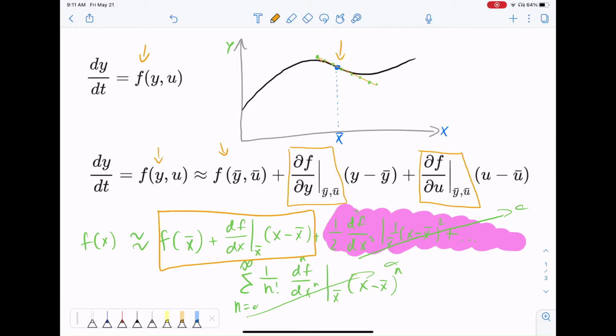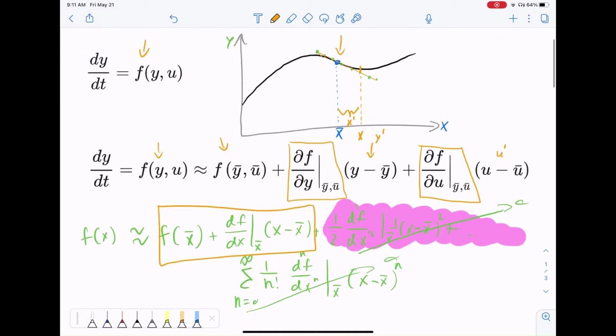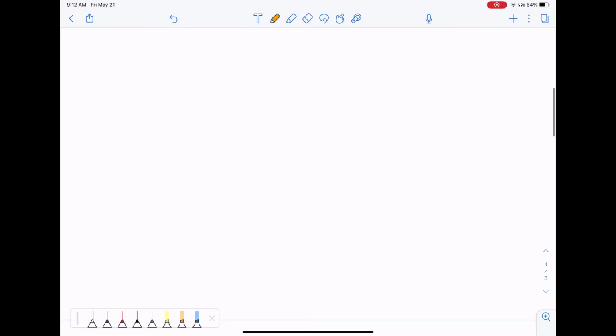Finally, we have these deviation variables we also sometimes call y prime and u prime. That's not because they're derivatives, it's because we're denoting that it's the difference between y and the y bar. Here, for example, if we were evaluating right here, and this were x, the difference right here we could denote as x prime. Let's go ahead now and look at an example of this.